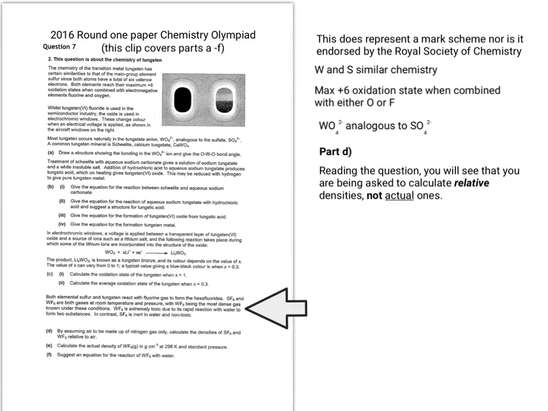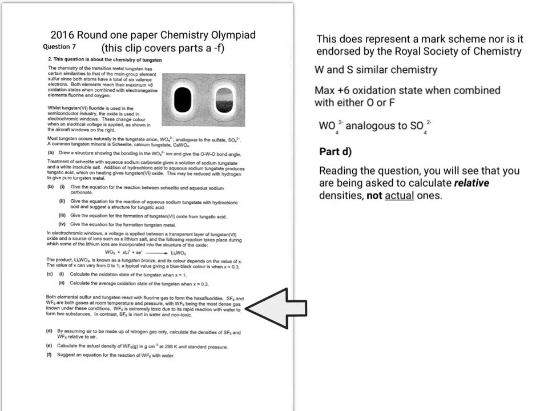So moving down to the next part, you're being asked to calculate the densities of SF6 and WF6 relative to air. That is not the same as asking you to calculate the actual density. Now, actual density has its own equation for calculation. So density is mass over volume, and you are not given mass or volume at this particular point.